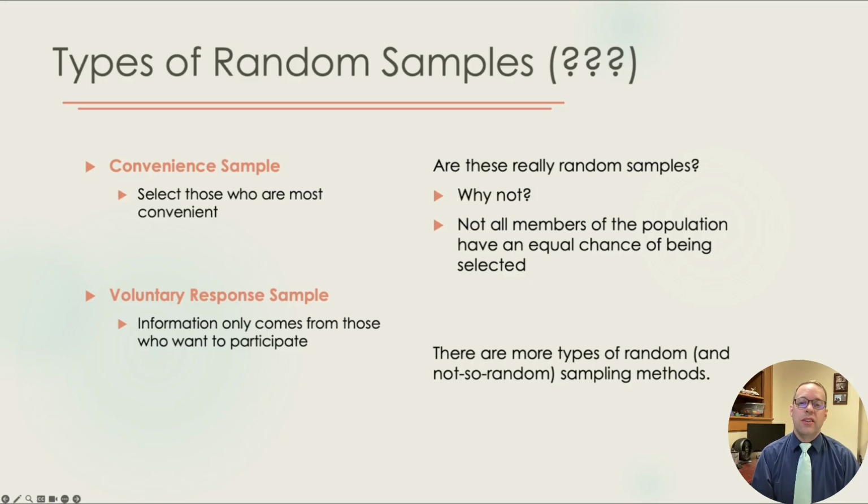Now, I've gone through just a few random sampling methods and not so random sampling methods. There are more, but these are the six that we're focusing on here for our class: the four random samples and the two not so random samples. Those are the ones that I'm going to ask you to remember. There are others. We're not going to worry about those right now, but you're welcome to research them if you are interested. But that will do it. That takes care of our discussion of random sampling.